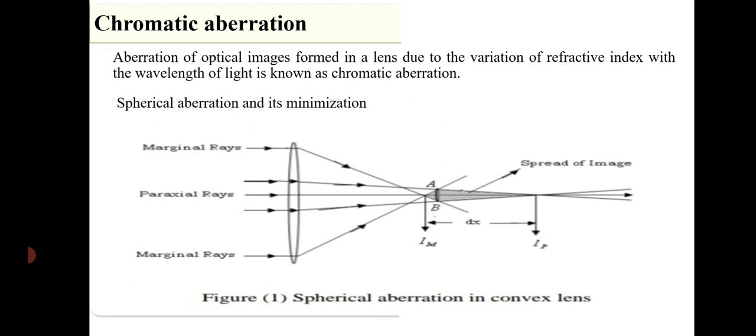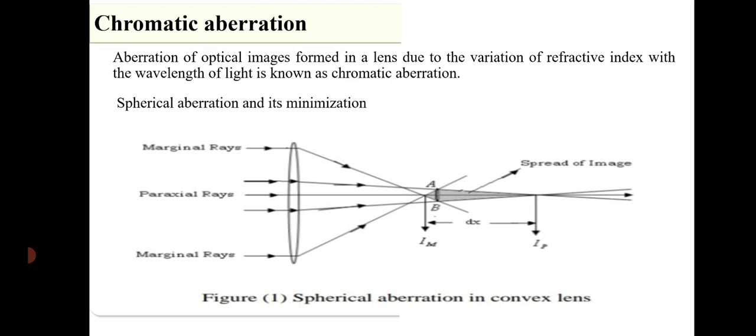Chromatic aberration. Aberration of optical image formed in a lens due to the variation of refractive index with the wavelength of light is known as the chromatic aberration. Here we discussed refractive index with the wavelength of the light. These two topics are important.